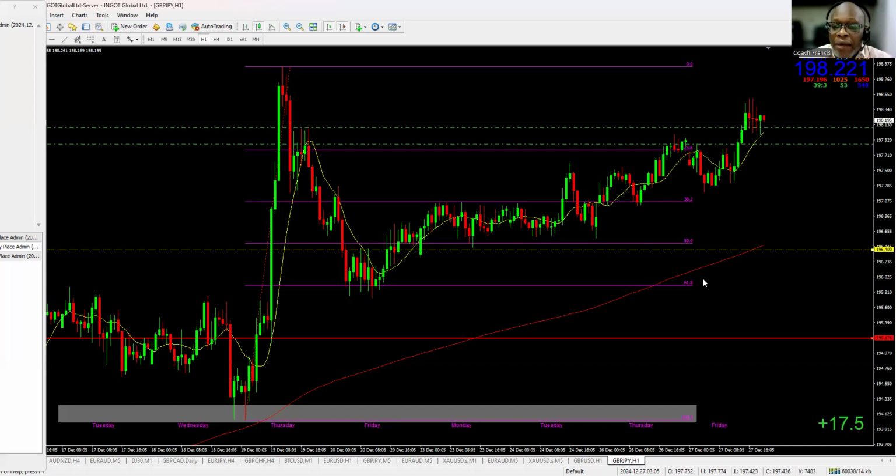We did talk of a pullback a while ago to the 61.8 and the 50, and guess what? We have numbers going up. So this is the point where it began to pull back. So this is a 0% mark. This is usually one of the areas we target.